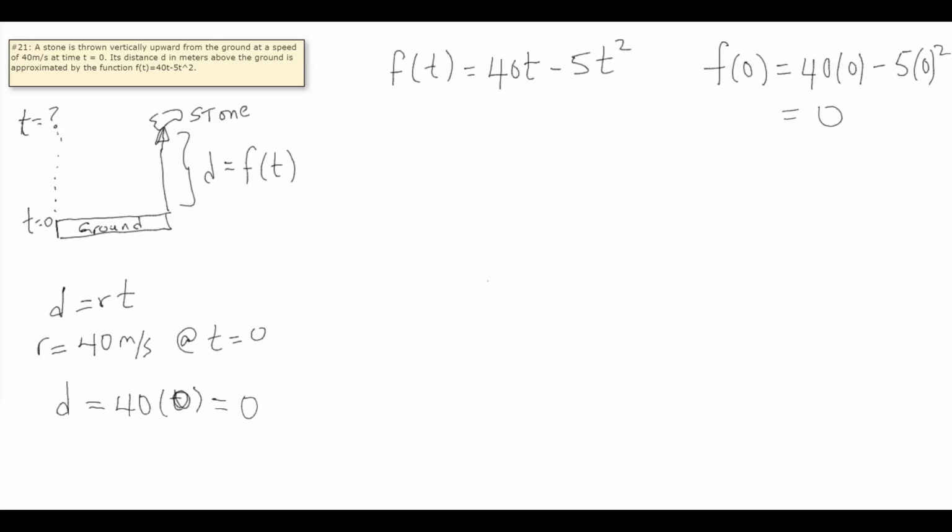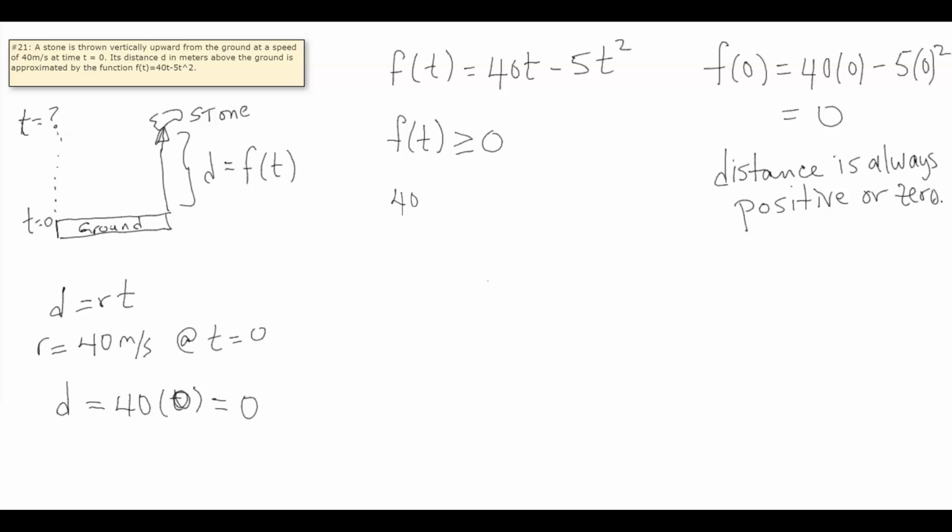Remember that distance is always positive or 0. So that means that the function f of t has to be greater than or equal to 0, which means that 40t minus 5t squared has to be greater than or equal to 0.